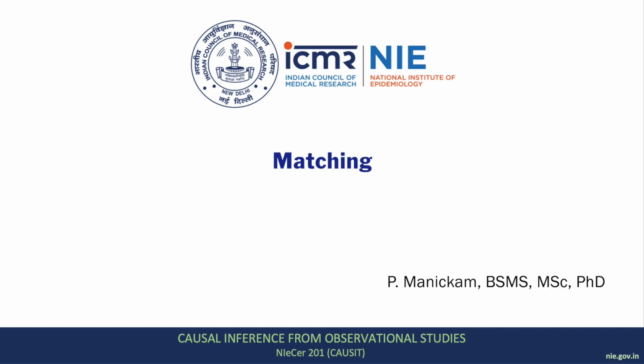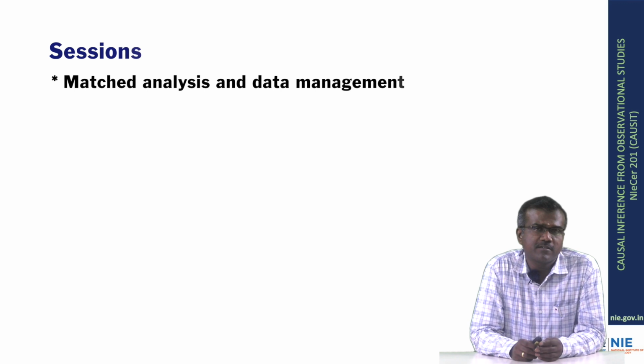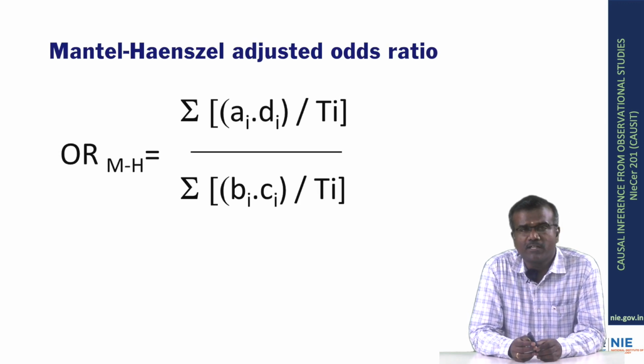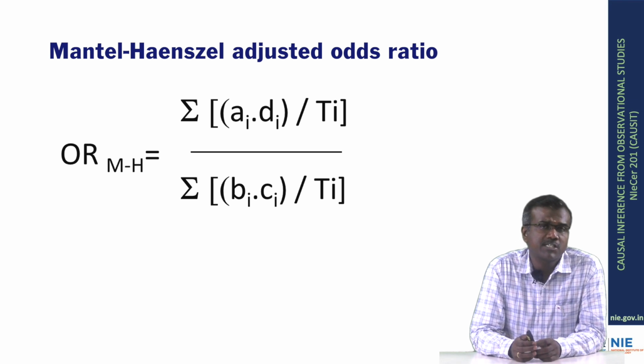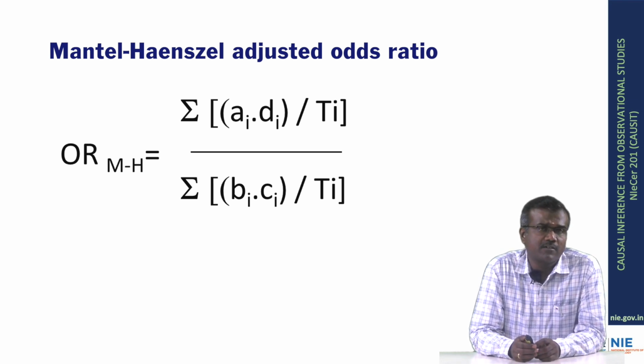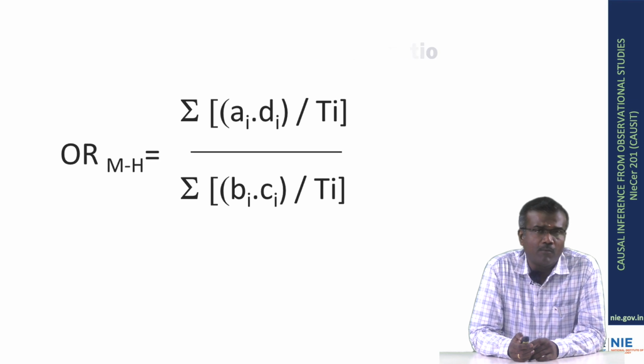Having seen the concept and the methods to do matching, we are now going to look at what matched analysis is. In the conventional odds ratio that we use for adjustment of confounders, this is what we end up doing, what is called the Mantel-Haenszel adjusted odds ratio, where you see AD and BC, the top and bottom respectively.